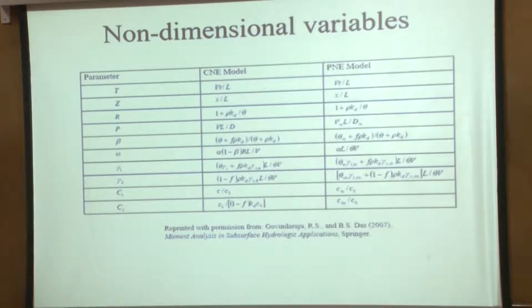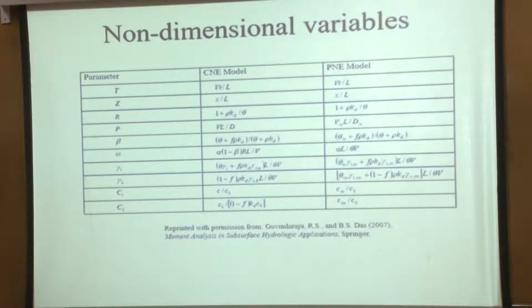Gamma 1 and gamma 2, notice that all of these have L over V, which is essentially a time scale. So this is saying how fast decay is occurring versus how fast advective time scales are. So they're all basically ratios of time scales.